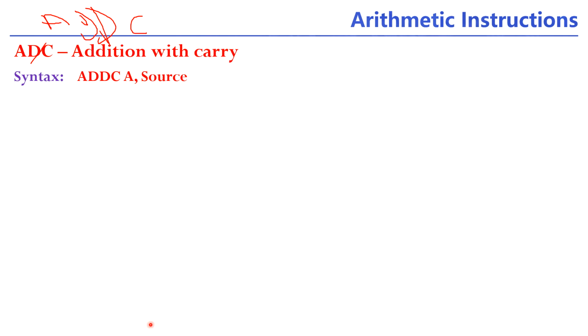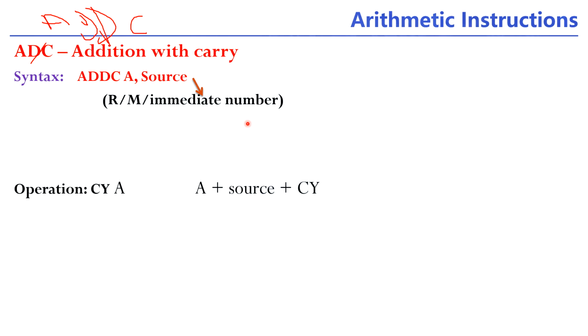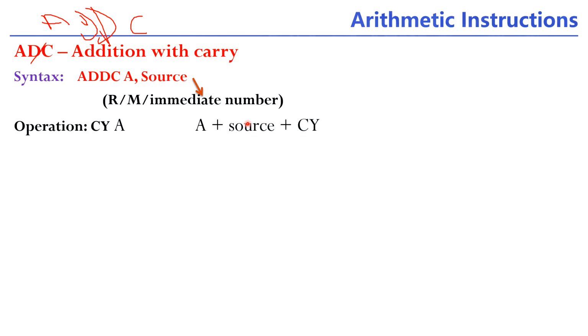Now we can solve this ADC, addition with carry. We can use this syntax: ADC A comma source. In a similar way, source is nothing but a register, memory, or immediate number, right? We can take a small example here. This is A plus source plus carry, right? In this example, carry will be generated and stored in another register.